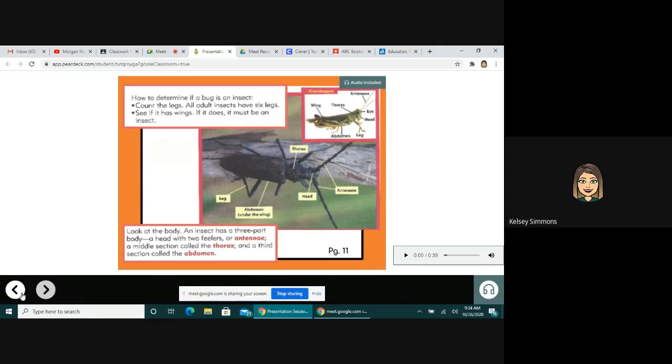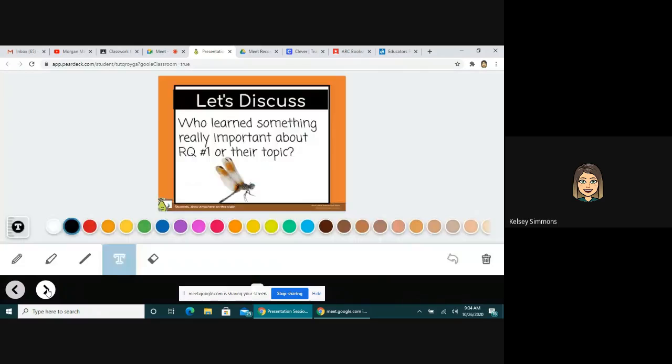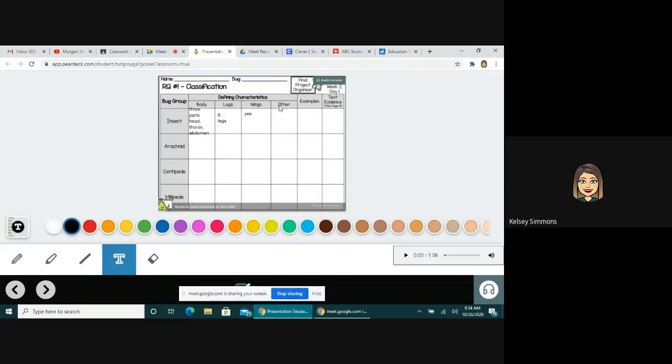Oh, I see that insects also have antennae. So I can go back to other, on my chart, and I'm going to add that other is that insects have antennae.